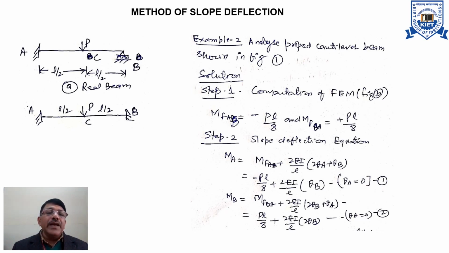So notice carefully the problem statement. The real beam is having a prop at the free end B. That means it was initially a cantilever beam and has been propped by a support at B, which makes the beam indeterminate in nature. Load P is acting at L by 2 from the end A and end B both. Okay, so the analogous fixed end beam is shown in the next figure. You can notice here both the ends A and B are assumed to be fixed.